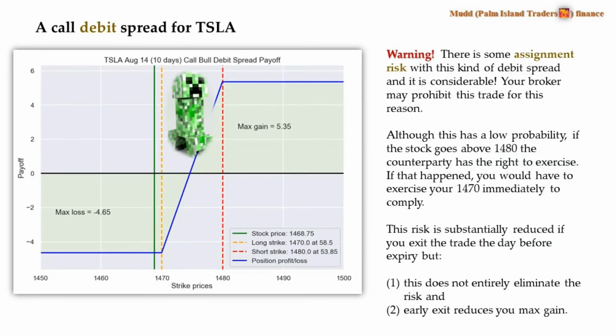because you don't have the cash to cover the assignment. This risk is substantially reduced if you exit the trade the day before expiry, but this does not entirely eliminate the risk, and early exit reduces your maximum gain. And that, again, is because you are taking advantage of the premium decay.